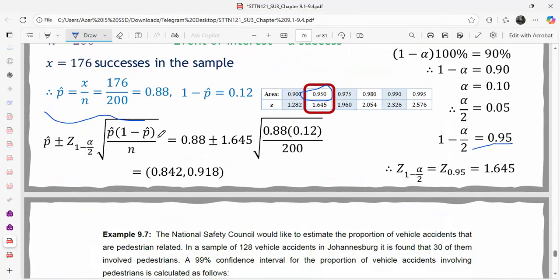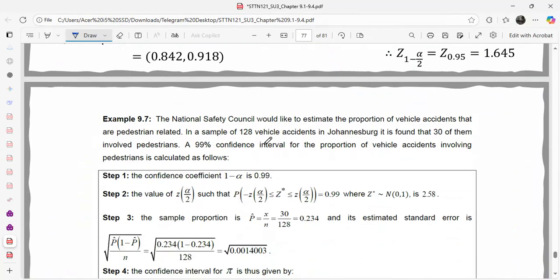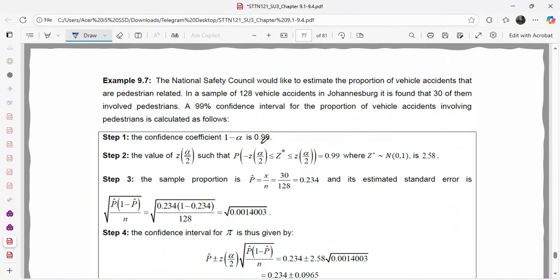You substitute your values there. The P cap is 0.88, plus or minus 1.645, multiplied by the standard error of the proportion. And then you get the answer. So if you are given a question, check if you are given the mean, check if you are given n, check if you are given the standard deviation. If you're not given those, just know that it falls under the confidence interval for population proportion.